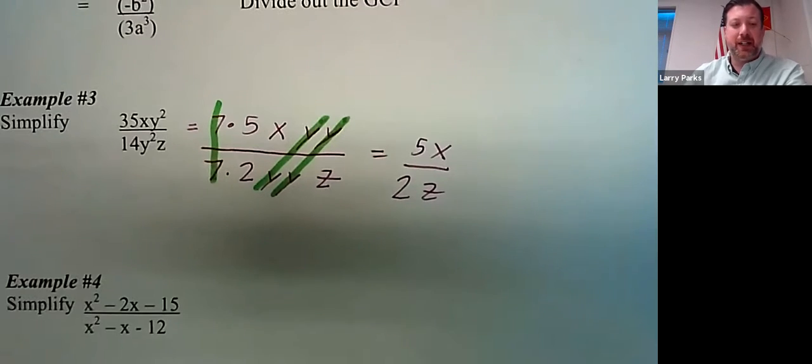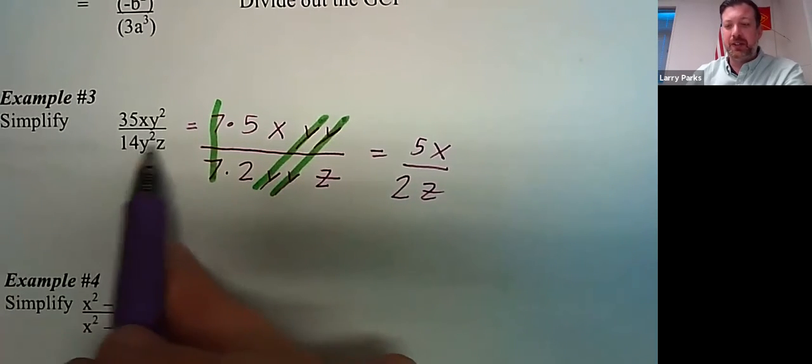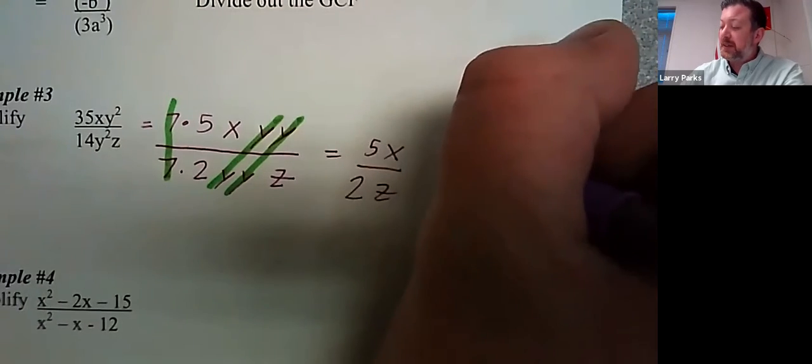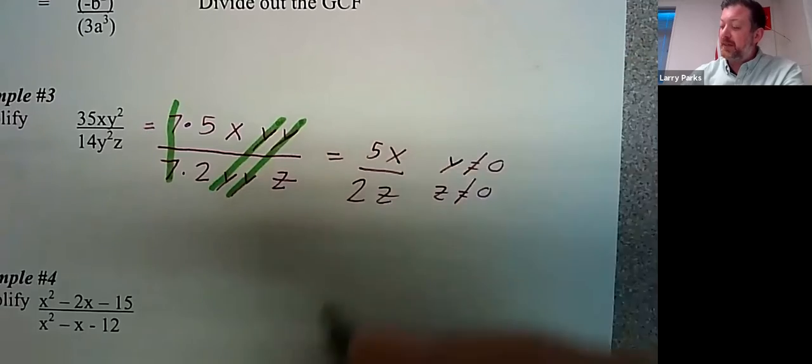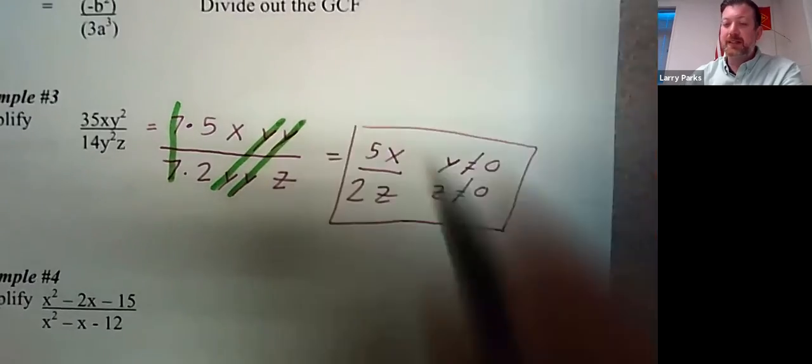What are the excluded values? If Y is 0, this whole thing's 0. If Z is 0, this whole thing's 0. So I would say Y can't be 0. Z can't be 0. And that would be my final answer.